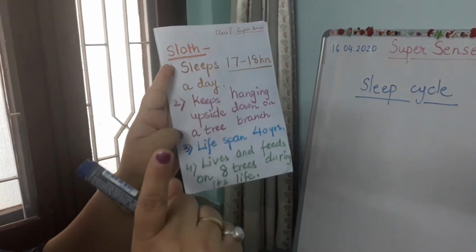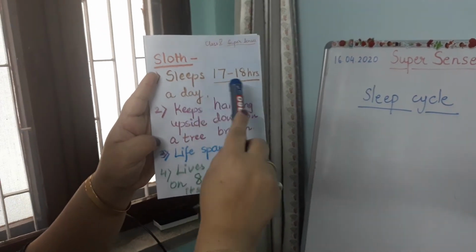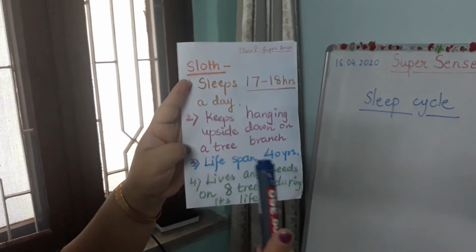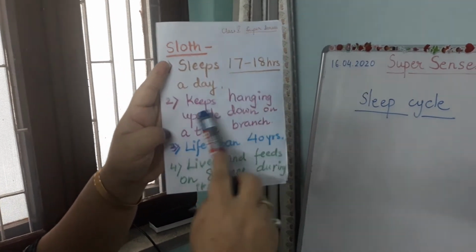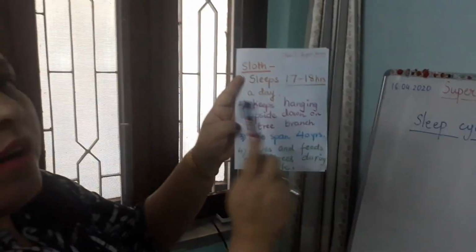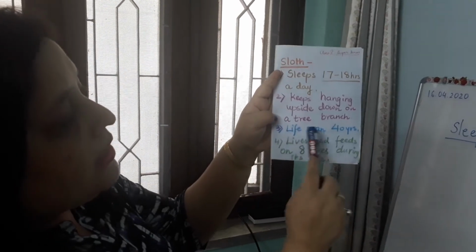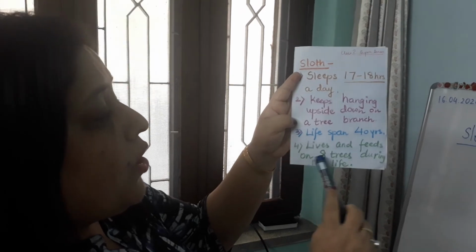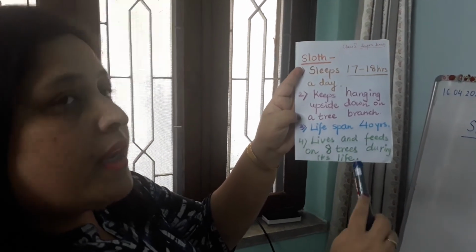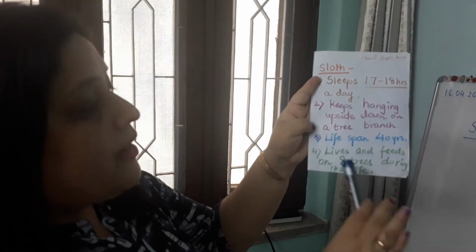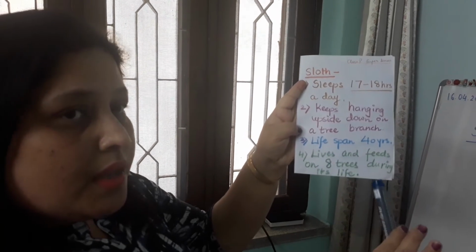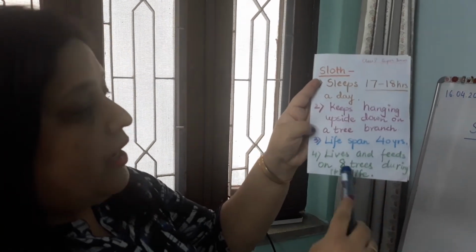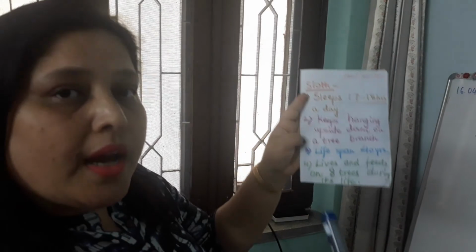So just to recap what we have done, a sloth sleeps 17 to 18 hours in a day, keeps hanging upside down on a tree branch for a very long time. Its lifespan is 40 years and it lives and feeds on 8 trees during its entire life. That is the maximum number of trees a sloth stays on, 8 trees in its entire lifetime.